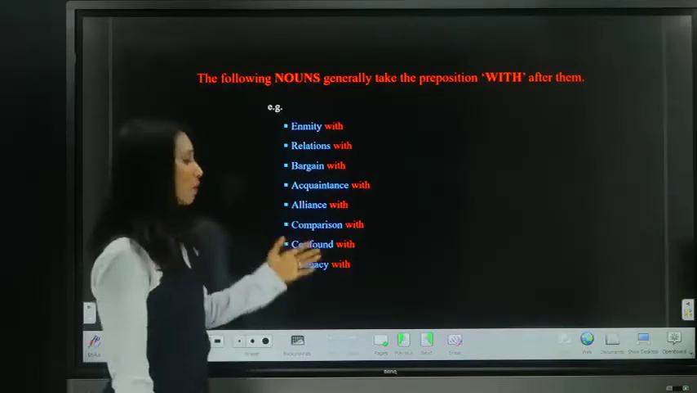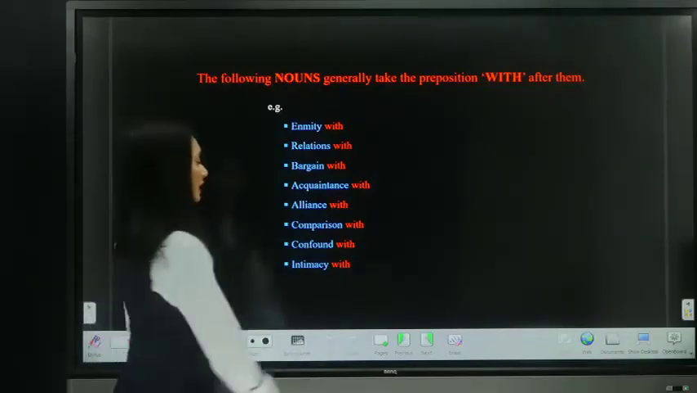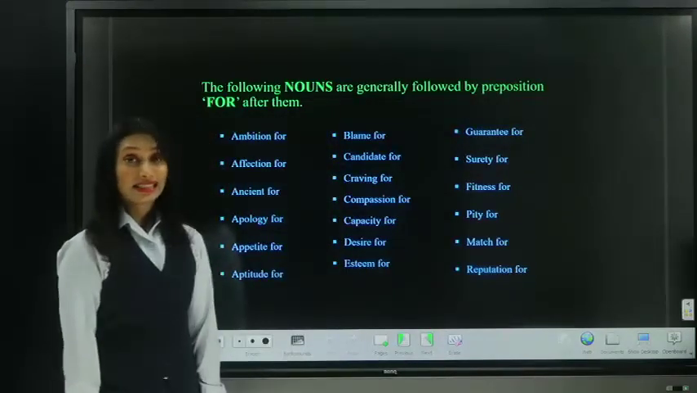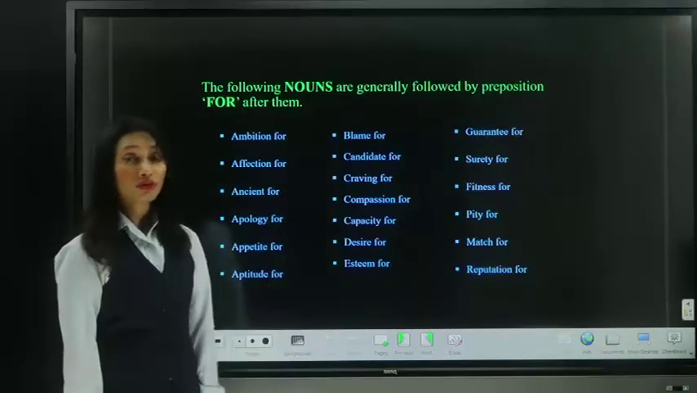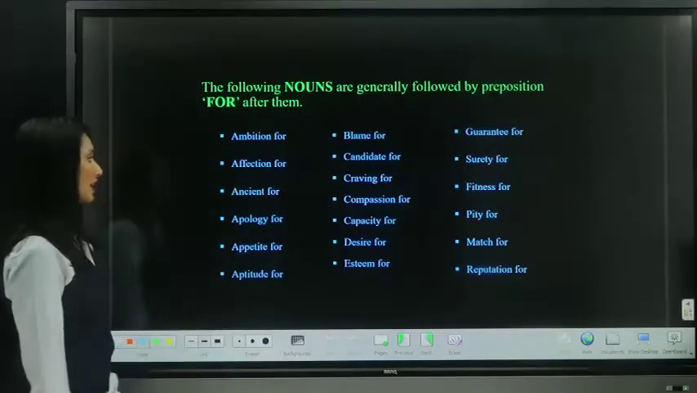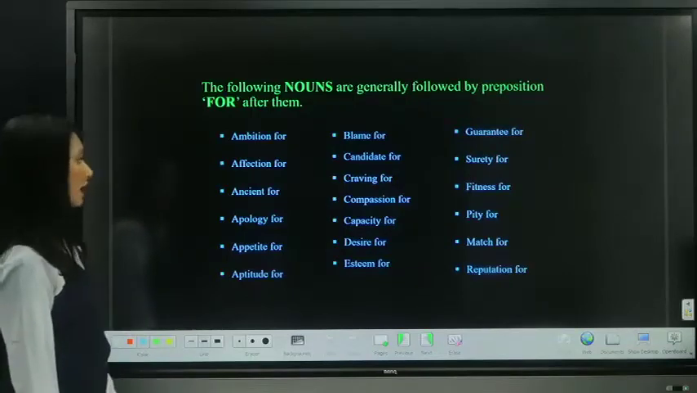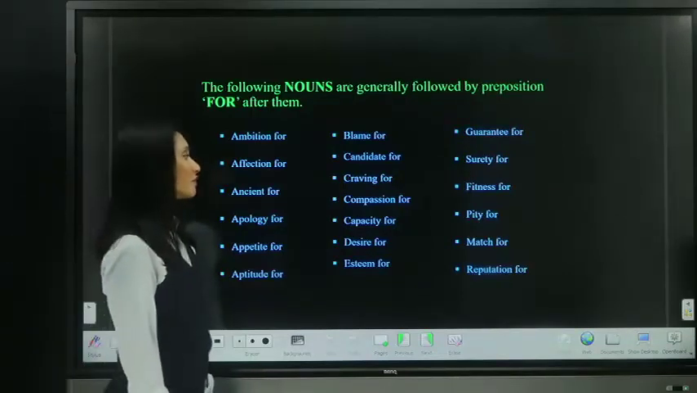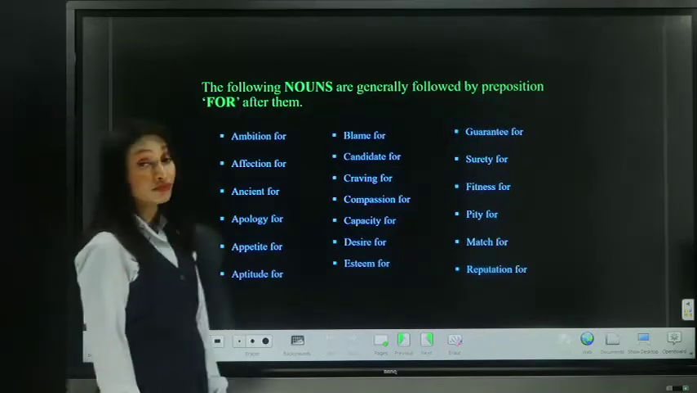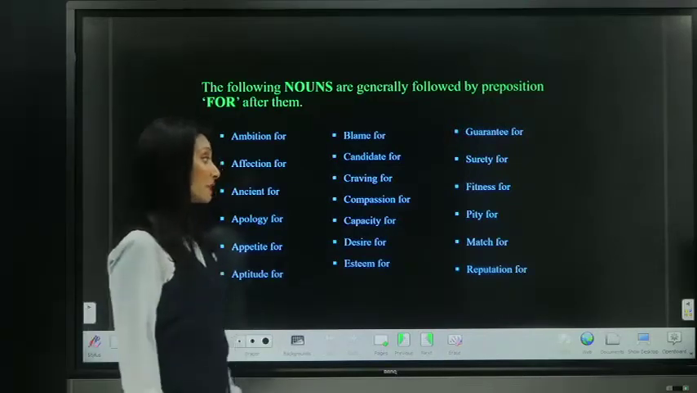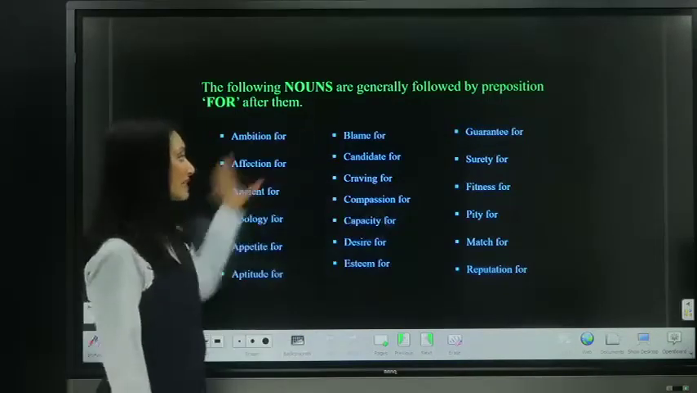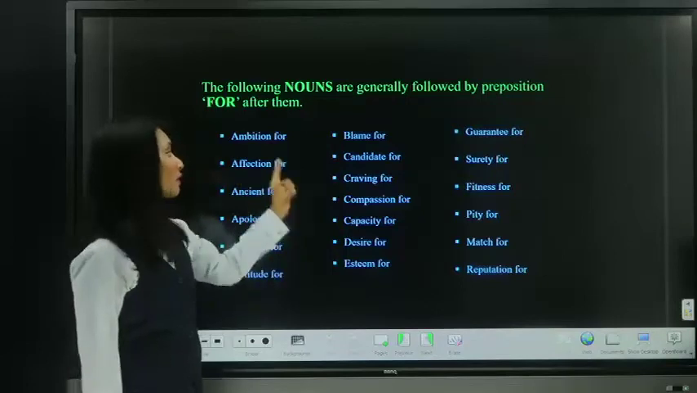Now let's move on to the next one. Nouns followed by preposition 'for'. Yes, this list of nouns is always followed by the preposition 'for'. They are ambition for, affection for, ancient for, apology for, appetite for, aptitude for, blame for, candidate for, craving for, compassion for, capacity for, desire for, esteem for, guarantee for, surety for, fitness for, pity for, match for, reputation for. So these nouns are always followed by 'for' only.